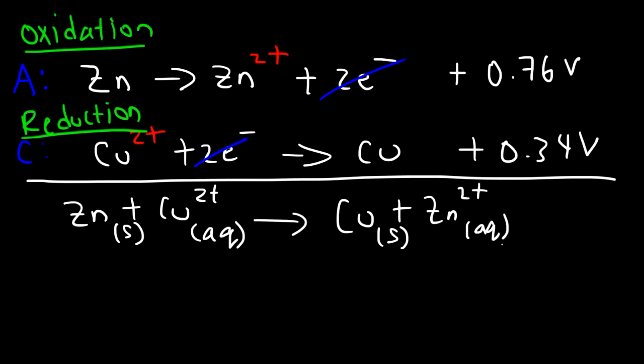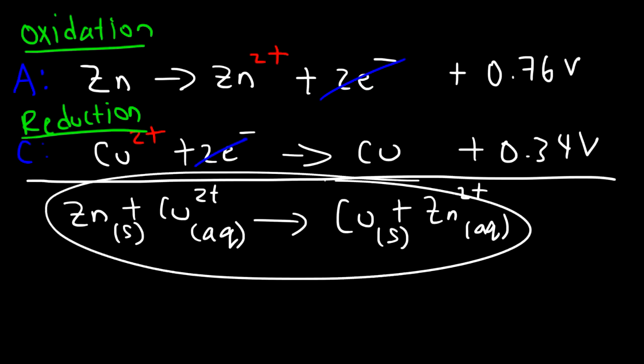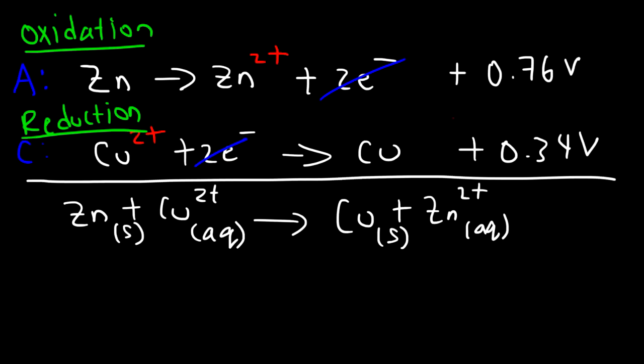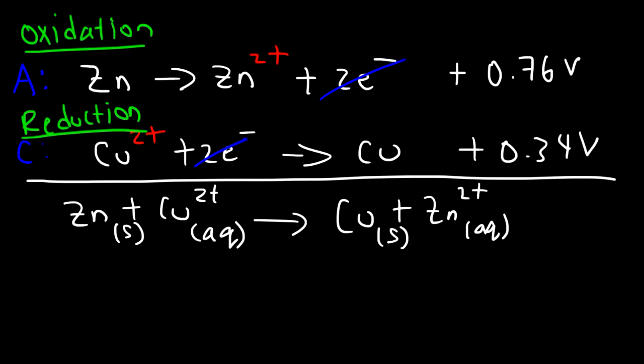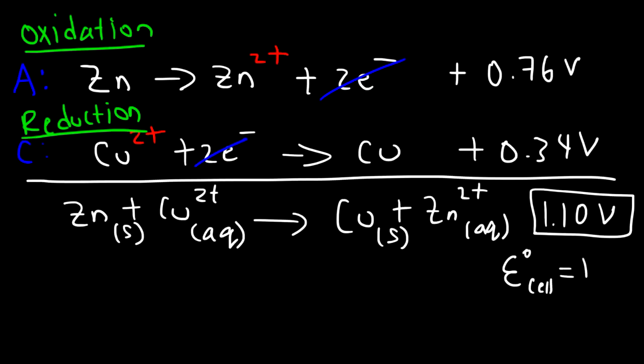Now to calculate the cell potential for this overall reaction, all we need to do is add up these values. So 0.76 plus 0.34 gives us an overall cell potential of 1.1. The cell potential looks like this. So it's 1.1 volts. Now we can represent the cell using a line notation or cell notation.